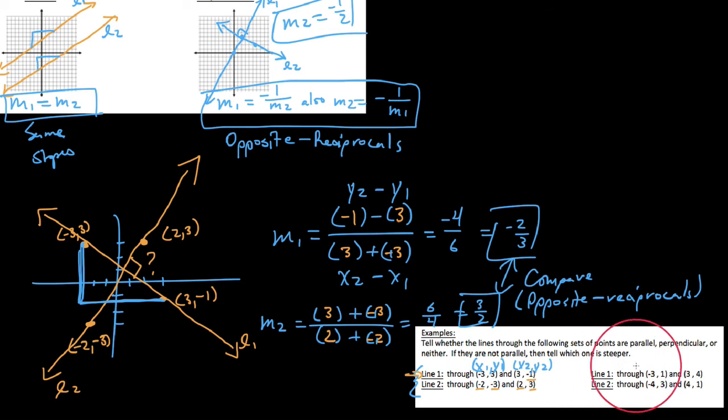This last one here, I would challenge you to do on your own. If they're parallel, they're going to have the same slopes, and if they don't come out parallel, which one is steeper is going to be the one that does the more rising or falling.